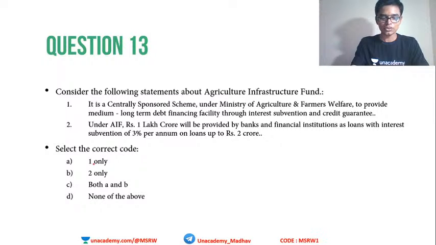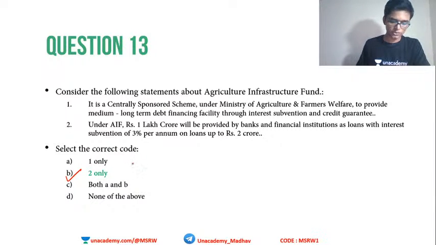So the correct answer to the 13th question is option B. Nilam also just did that. She wrote B and then changed to D. B only is the correct answer. It is a central sector scheme, not a centrally sponsored scheme.